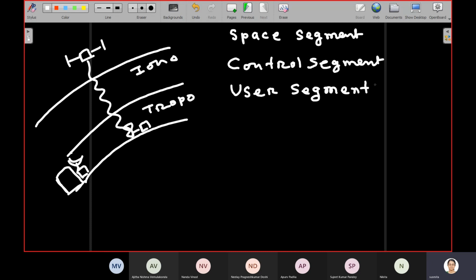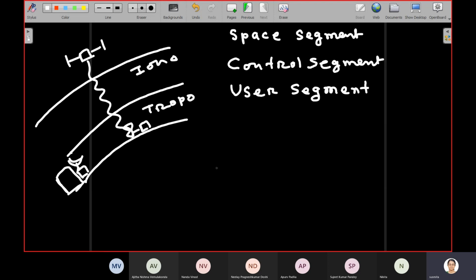Okay, so these are the three segments that are present in all these different GNSS systems. So that is GPS, GLONASS, Galileo, or BeiDou, or NavIC. So they all have these three common segments. Okay, but how individually segments operate may vary from constellation to constellation, but they all have these three segments.